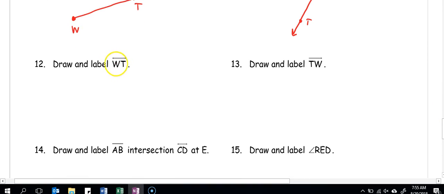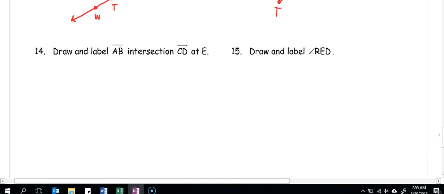Number 12, draw line WT. So we're going to draw a line with 2 arrows, and we're going to put W and T somewhere on that line. 13, draw and label ray TW. So this time T has to be the endpoint. We're going to go a direction, and W somewhere else on that line.